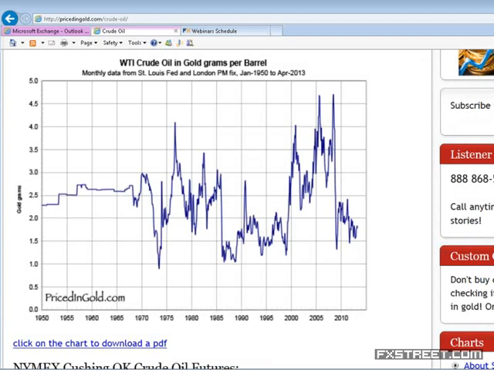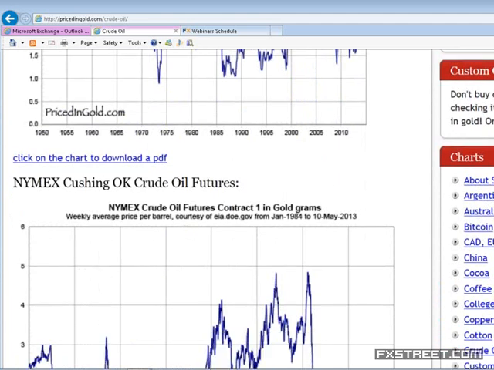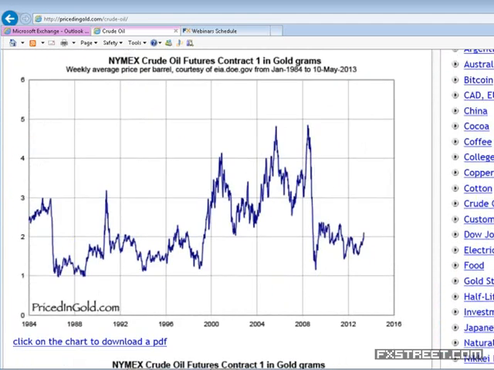Today we have a barrel of oil priced at approximately 1.7 grams of gold, a little over 2. This is the New York Merc crude oil futures contract showing you that oil today, down from almost 5 grams of gold in 2008, is now priced at about 2 grams of gold. So in fact, we've been in a significant bear market in oil relative to gold.